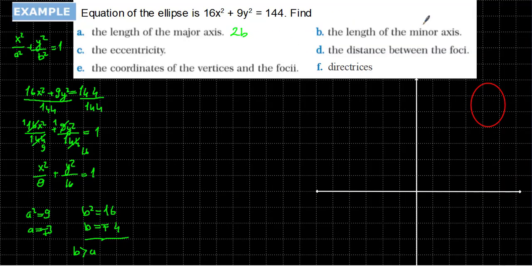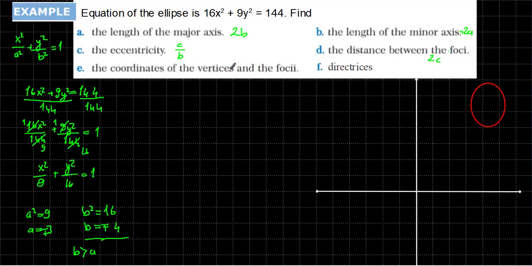2b is the major axis, and the minor axis is going to be 2a. What is the eccentricity? It's not going to change, c over a. Actually, here the major axis is b, so it's going to be c over b. And the distance between the two foci is again 2c, but they are going to go on the y-axis.